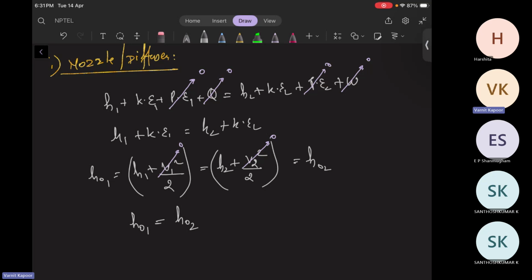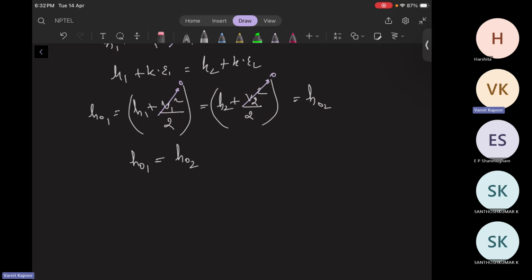For an ideal gas, enthalpy is a function of temperature. So you can write Cp times T naught 1 is equal to Cp times T naught 2. And Cp for our ideal gas, let us say it's constant, so this cancels out on both sides. This gives temperature naught 1 is equal to temperature naught 2. This is what I mean for the nozzle or diffuser.